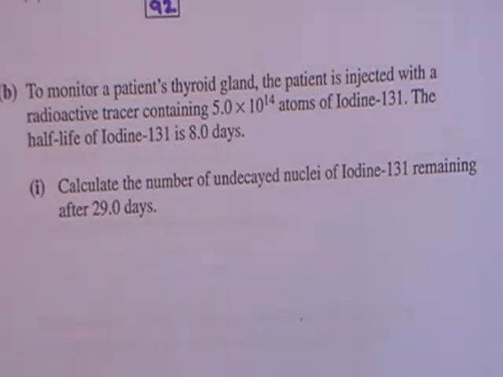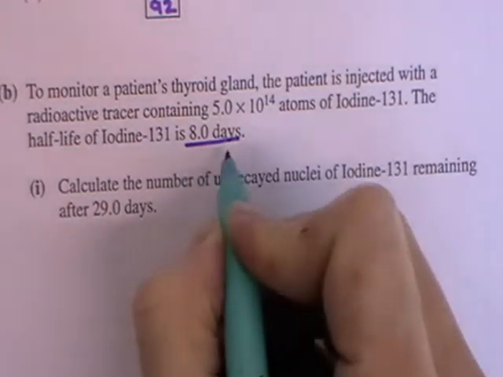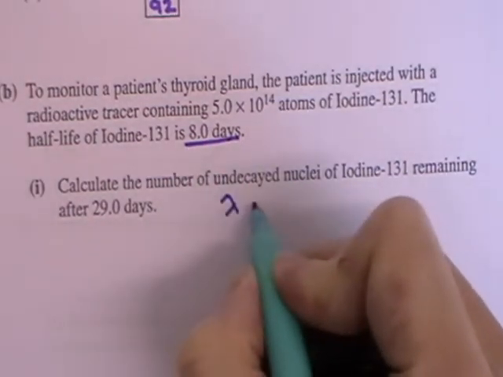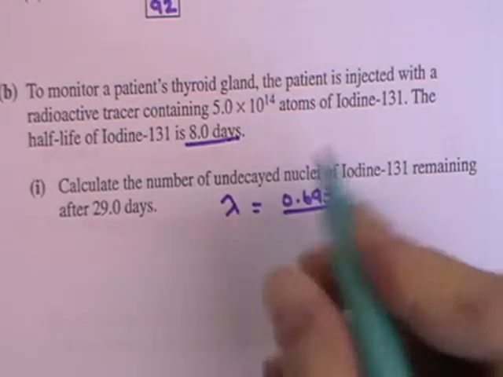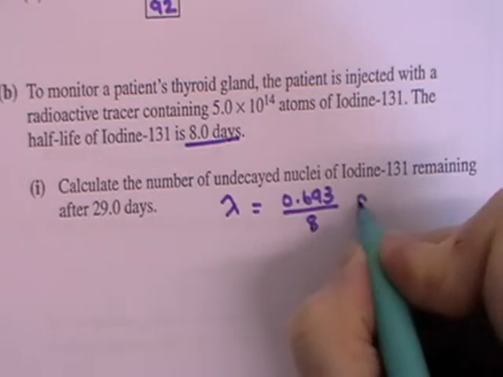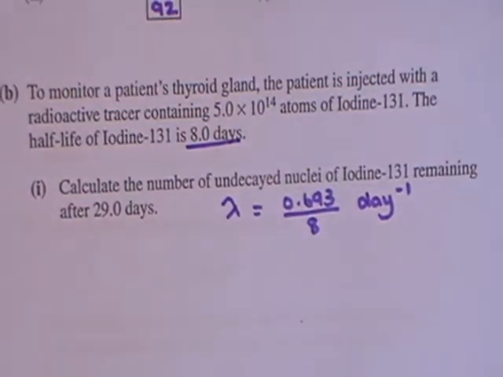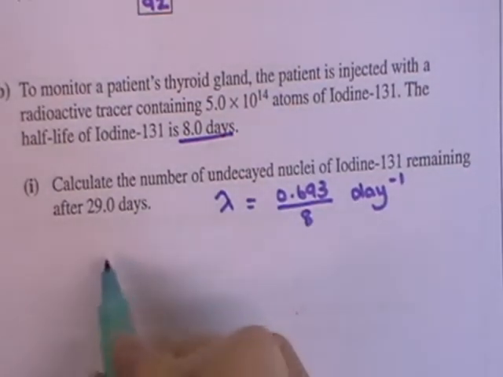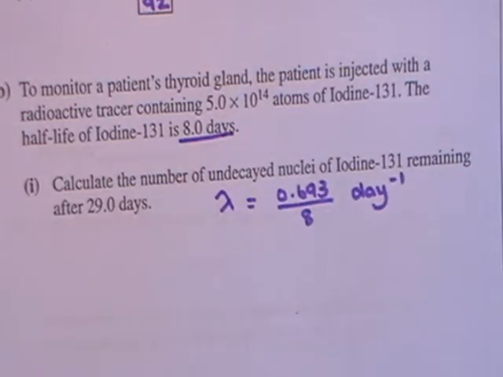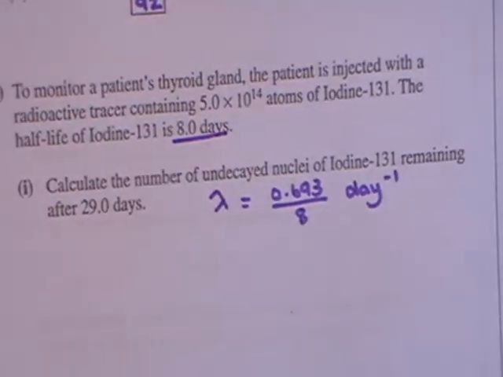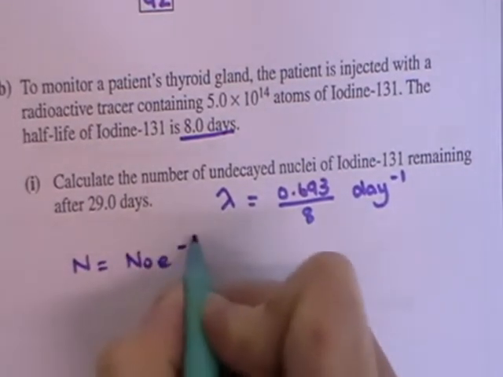So the first thing that you know there is that the half-life of iodine is 8 days, and therefore we can calculate the decay constant, and the decay constant is 0.693 over the half-life, and if we take that over 8, then we can say that that unit is in days to the minus 1. And we can put this 29 days into our N equals N naught equation without changing it, and use this as well, and the units cancel each other out. So N is equal to N naught e to the minus lambda t.